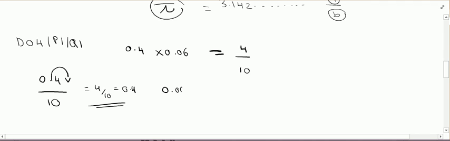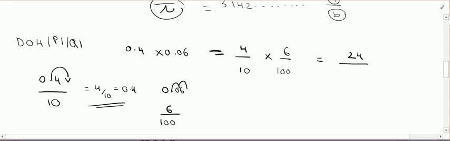Likewise, 0.06 moves two places, so it will be 6 over 2 zeros. The number of decimal places you move to the right is the number of zeros you add to 1. So it will be 4 over 10 times 6 over 100, and this is equivalent to 24.